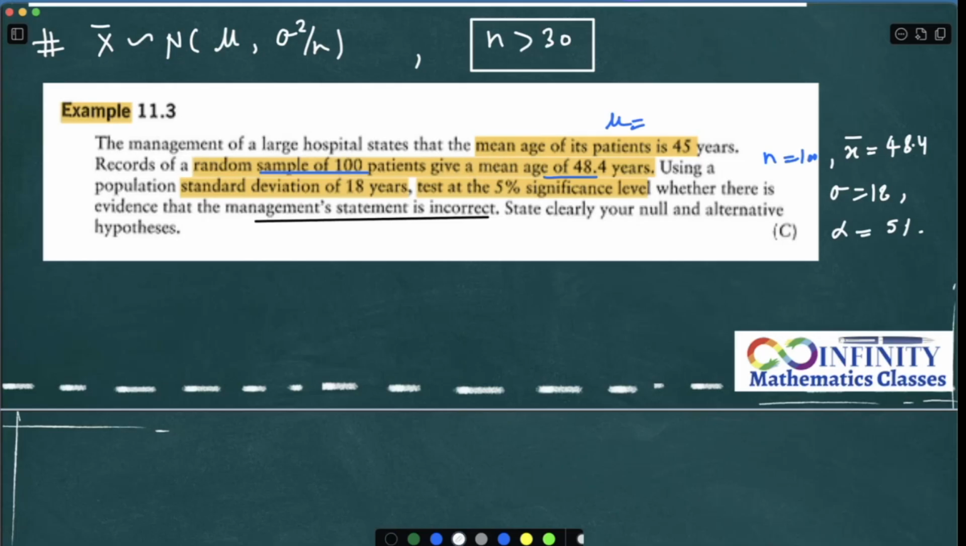What is the meaning of incorrect? By default, my null hypothesis is mu equals what is given to you, that is 45. The alternative is mu is not 45. That is only when it is incorrect. They're not talking about increasing or decreasing, they're talking about it being incorrect. So it is a two-tailed problem.